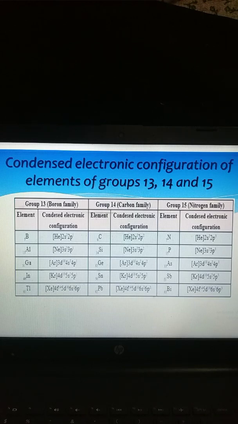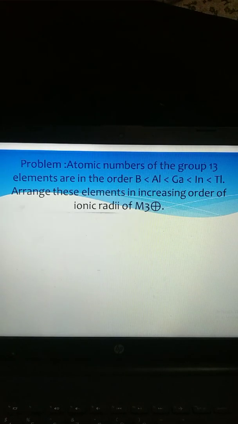Whereas in group 15, the nitrogen family, if we look at bismuth, which is the last element of group 15, xenon gas is there, which has the nearest electronic configuration to bismuth, and accordingly the remaining electronic configuration is given, that is 4f, 5d, 6s and 6p. So when we take the nearest inert gas and then give the electronic configuration of the particular element, we call it the condensed electronic configuration of that element.